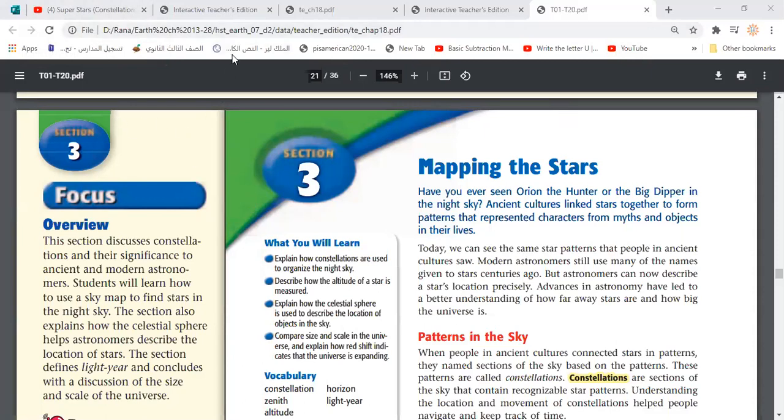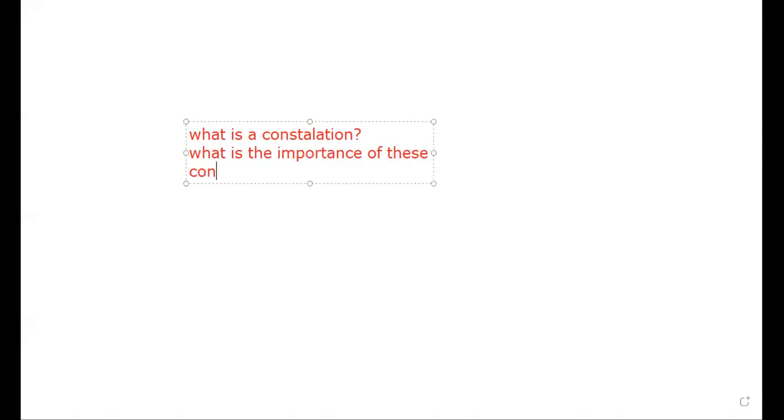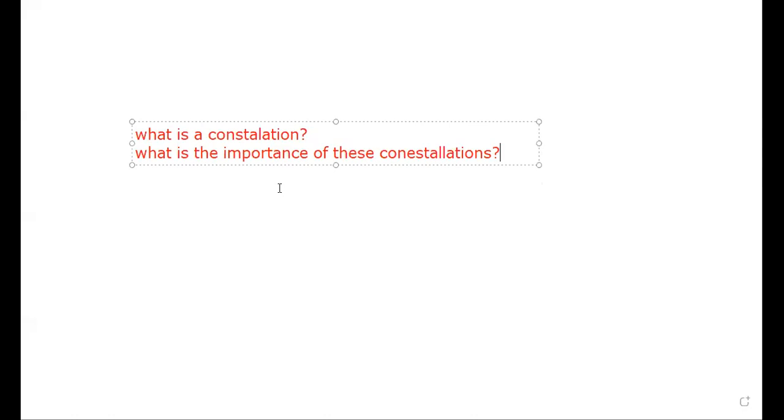So here, that's what we need to find after the video. We need to answer these two questions. What is a constellation? These two questions, we just need to answer them after watching the video. Let's start here.